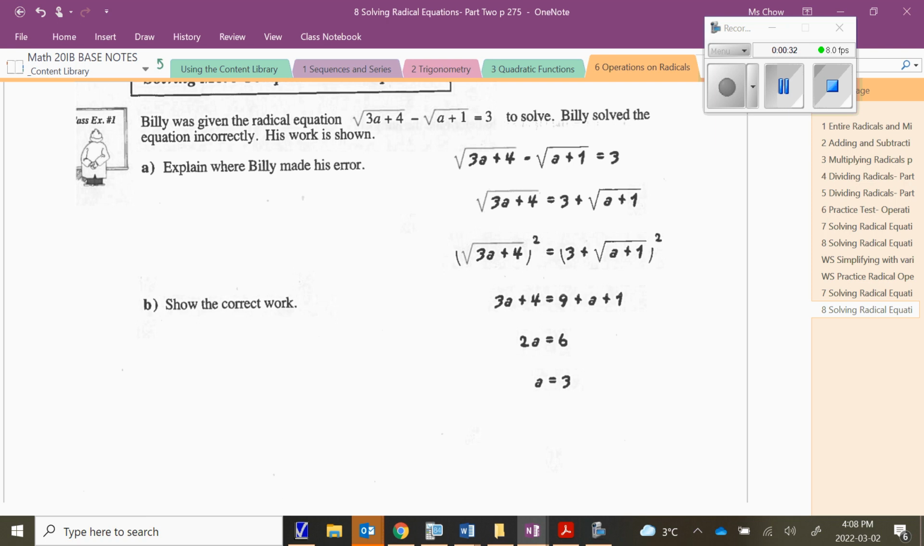So let's take a look at what Billy's done first. He's rewritten the question right here, and then following the step that we had suggested, which was pick the radical that is a little bit more complex, which is probably the square root of 3a plus 4, and isolate that one. He does so by adding the square root of a plus 1 to both sides. So far we are good. And then he decides to square both sides in order to get rid of that first radical.